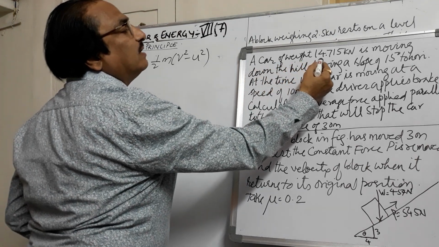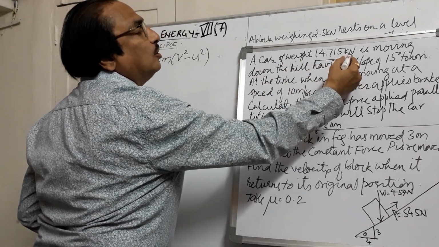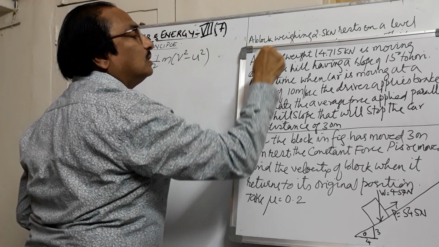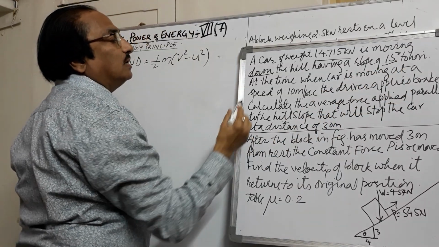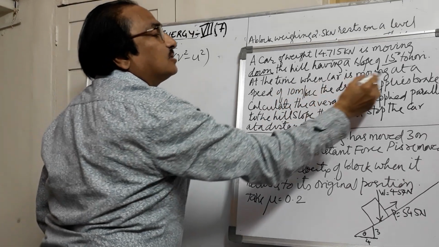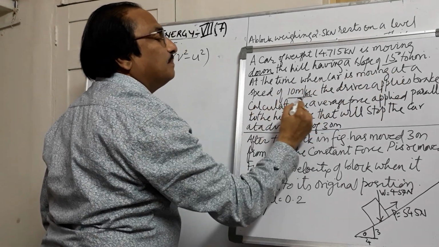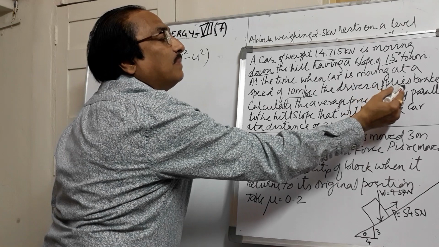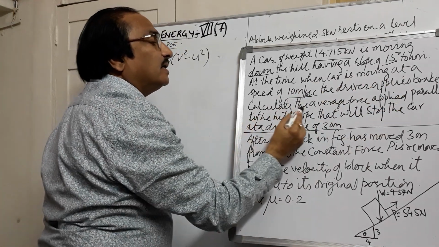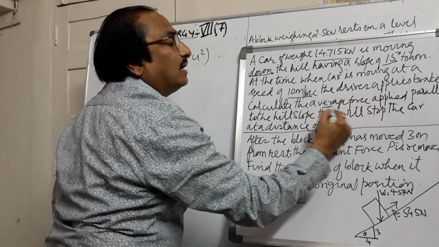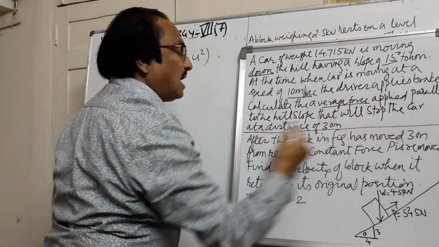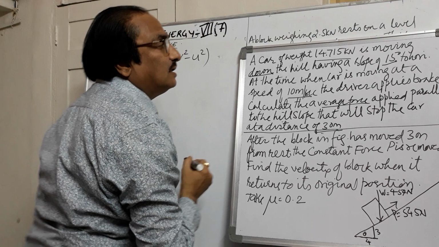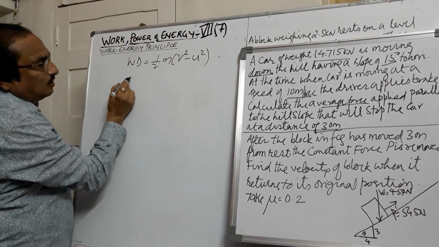A car weighing 14.715 kilonewton is moving down the hill having a slope of 15 degrees to the horizontal. At the time when the car is moving at a speed of 10 meters per second, the driver applies brakes. Calculate the average force required parallel to the hill slope that will stop the car at a distance of 30 meters. So here the problem is like this.